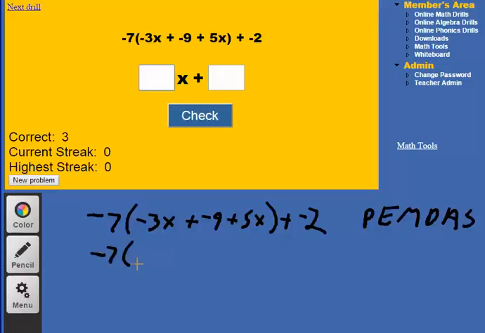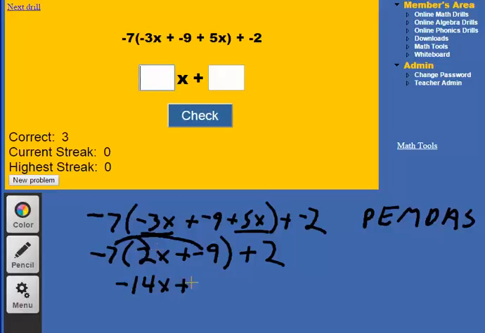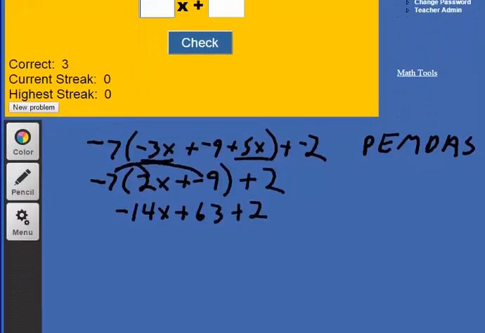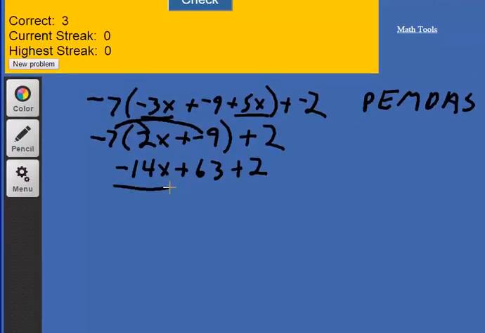So I got negative 7. I'm going to add these. So 5 minus 3 is 2x plus negative 9. And then I distribute the negative 7. So negative 7 times 2 is negative 14x. Negative 7 times negative 9 is plus 63. And we add our x's. There's only one of them, so we just write it down. And then we add our constants, or our 1's.